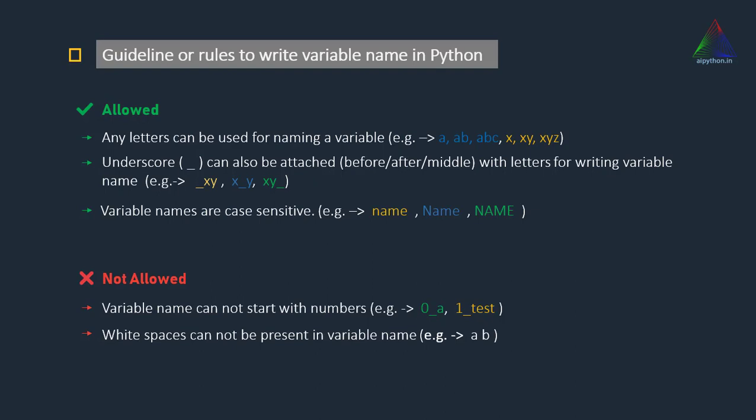White spaces. In simple words, space. You cannot write a variable name by putting a space in between a name. For example, a space b as a variable name. You can't write a space b.